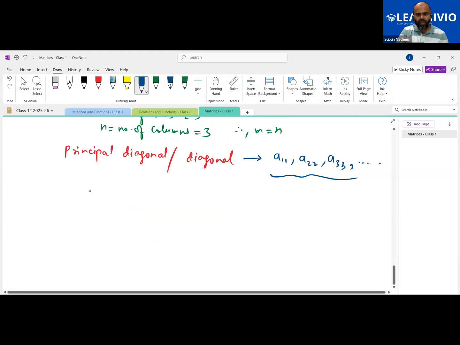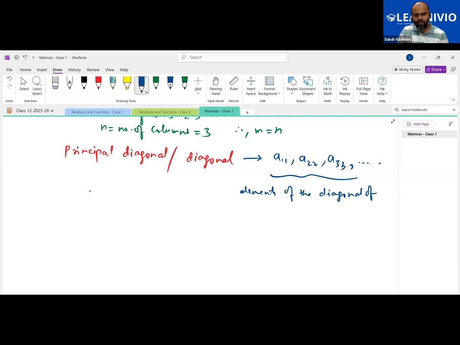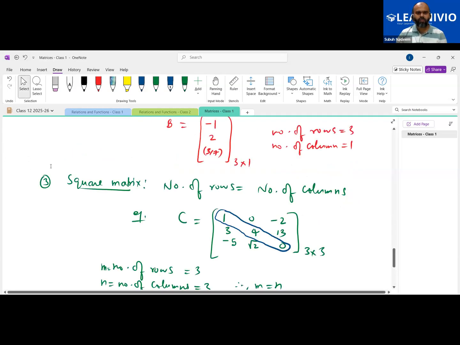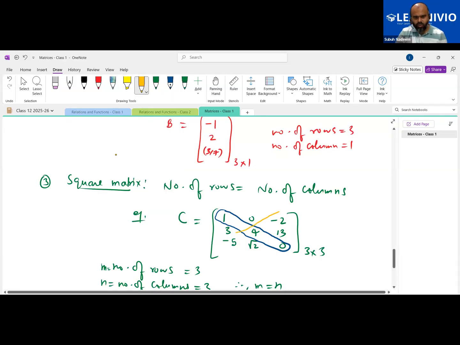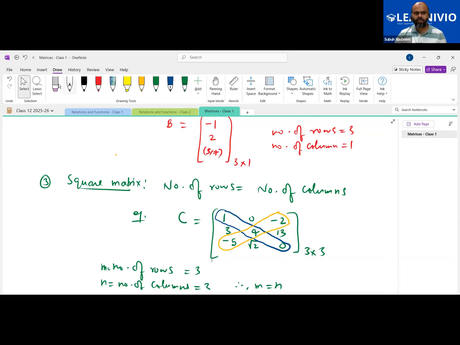These are the elements of the diagonal of a square matrix. So you don't have to worry that this is also a diagonal. Some may think that suppose we have this here, this one, this should also be called a diagonal, but this is not called a diagonal of the matrix. Diagonal is this one, which is also the principal diagonal. This is not called the diagonal.